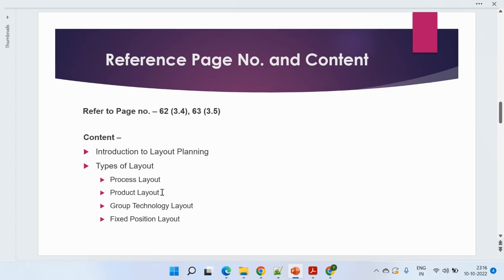So you can choose any one of this, or group technology or fixed position. It's purely up to you. So it's not mandatory, like, okay, I need to choose product or process layout for the restaurant setup. So the second question is clear.